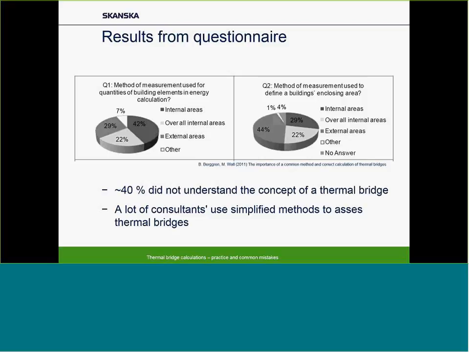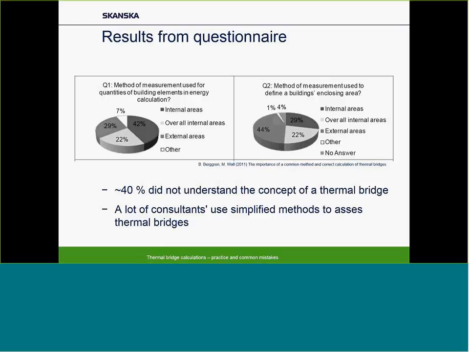And we also asked them, it was a total of 16 questions, how do you define the building's enclosing area, the total building envelope? And as you can see here, there is a difference. Roughly or almost 30% used internal areas, 22% used overall internal areas, and 44% used external areas. And then you had some other ways to do it, and some people who actually didn't answer that question.